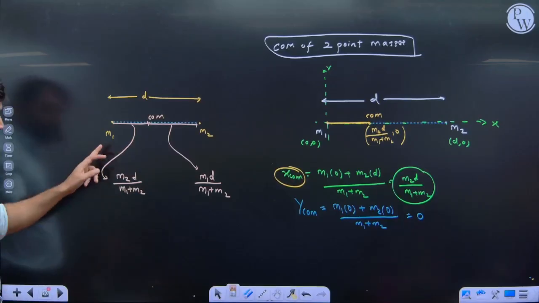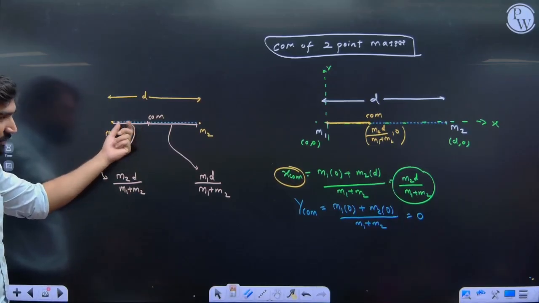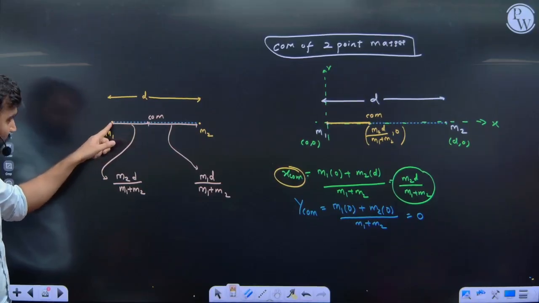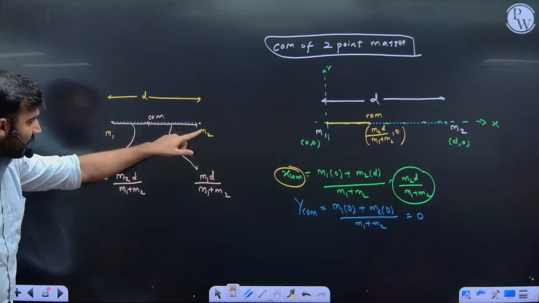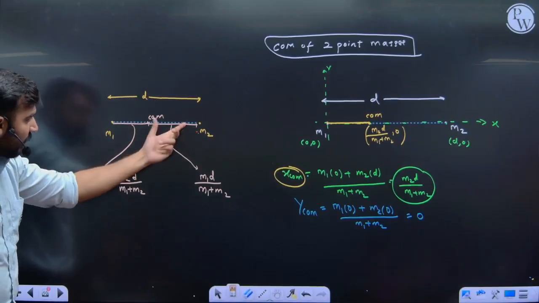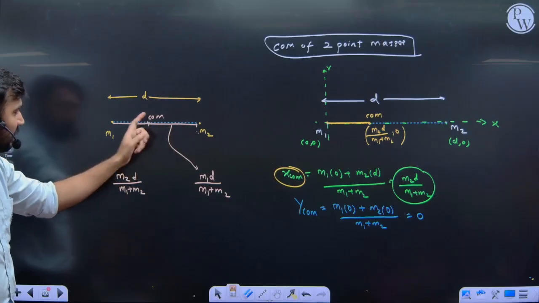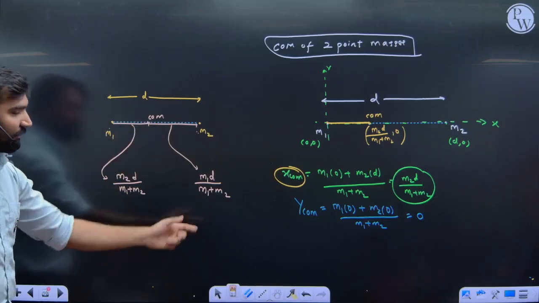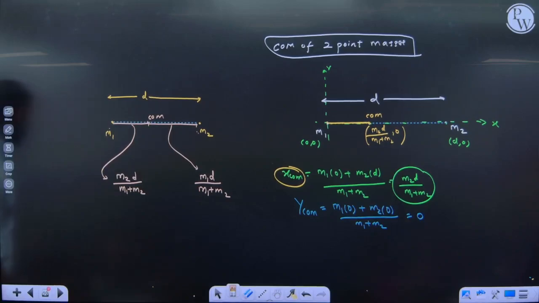So you have to remember from this point at what distance the center of mass is lying. So you will write from this point, sir, another point is m2 into separation by m1 plus m2. So from this point, how much distance is the center of mass lying? m1 into d by m1 plus m2. Can you remember this much?